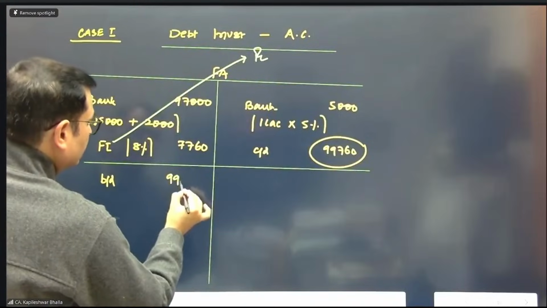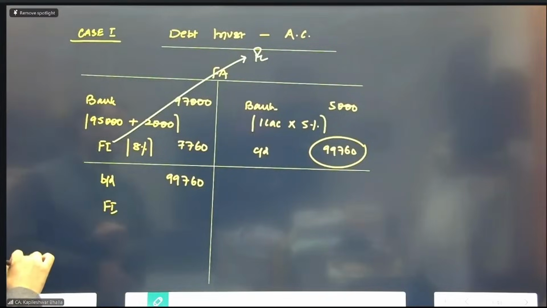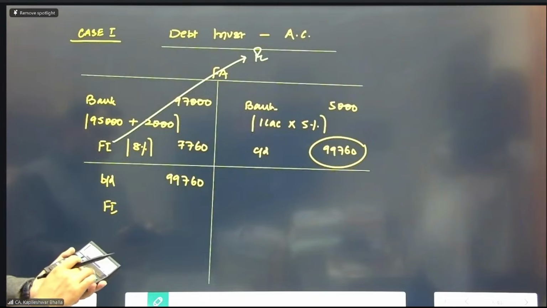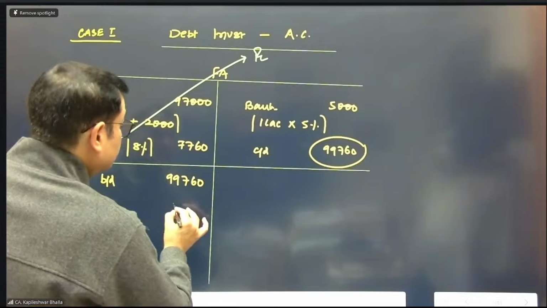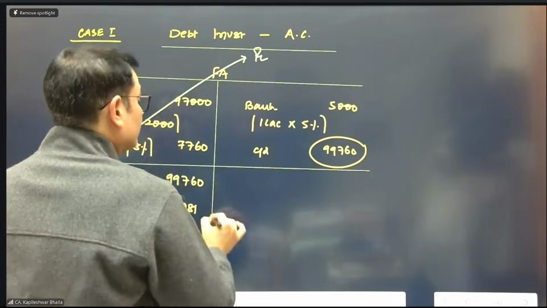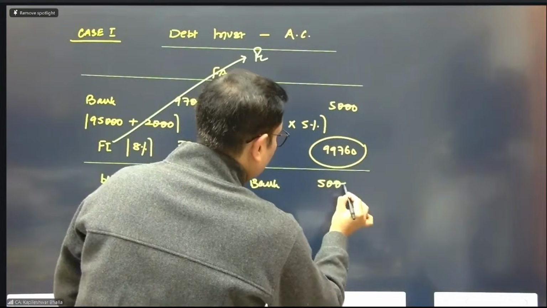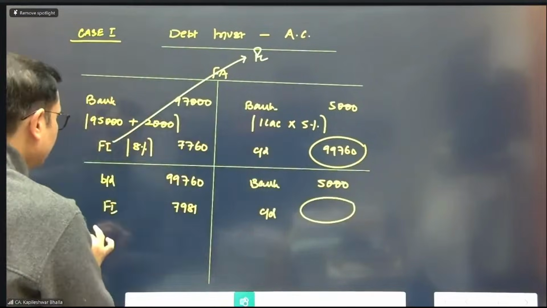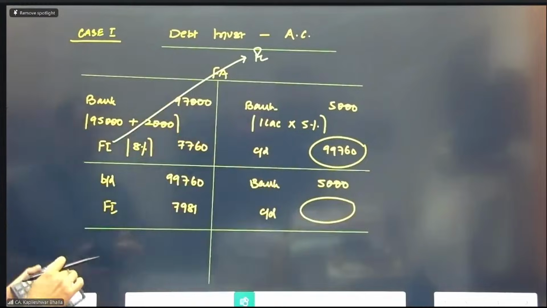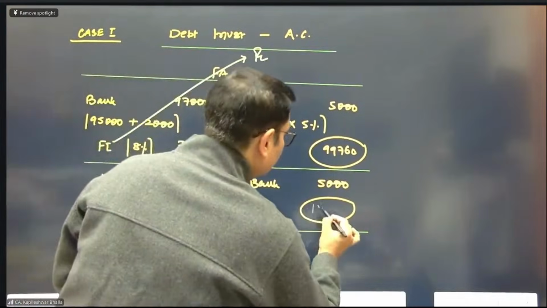That's 99,760. Again, we take finance income at the rate of 8% on this. So let's see, 99,760, 8% would mean 7,981. Then again, you receive that 5,000 coupon on the face value, and you get the balance c/d as a balancing figure. As simple and as straight. So 99,760 plus 7,981 minus 5,000 is 102,741.